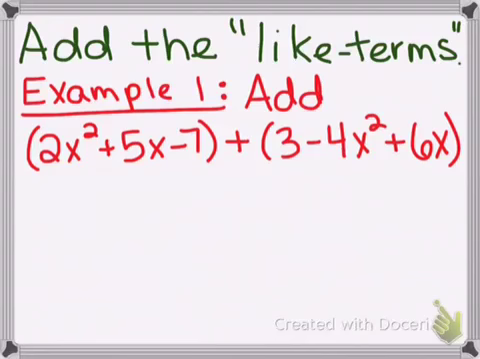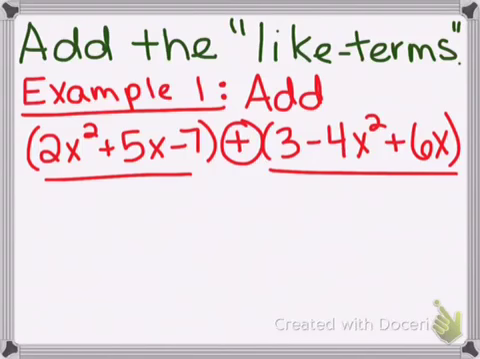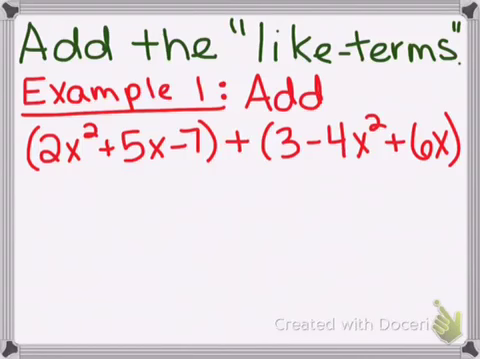So, example 1. We're going to add these two polynomials together. And we know it's an addition problem because there's a plus sign right there. And we're going to look for the like terms. So, I see an x squared and another x squared. So 2 plus negative 4 is negative 2x squared.